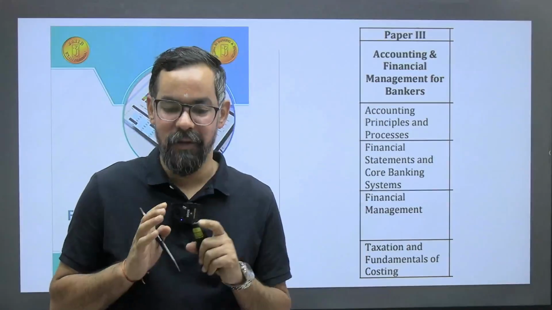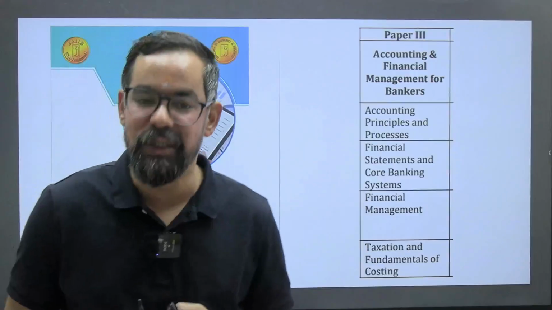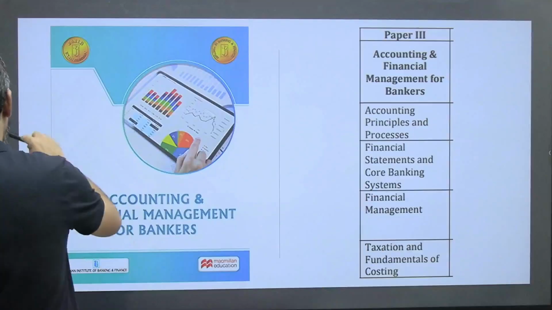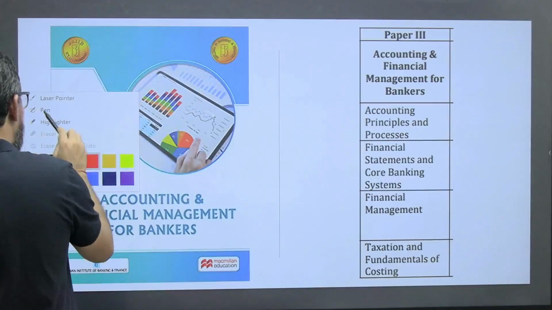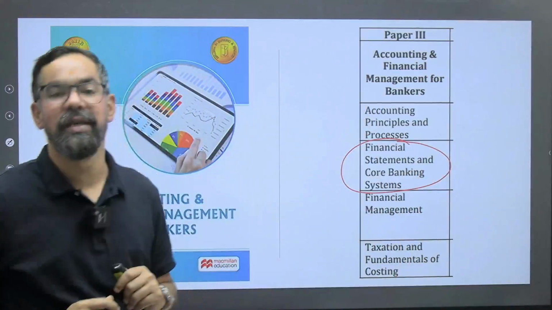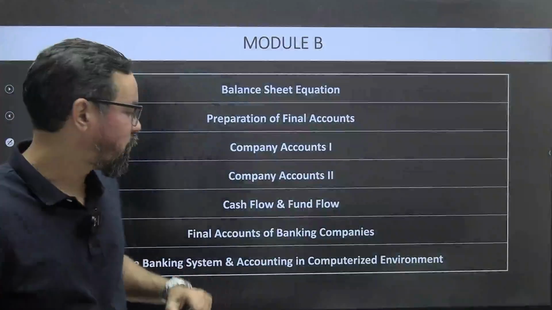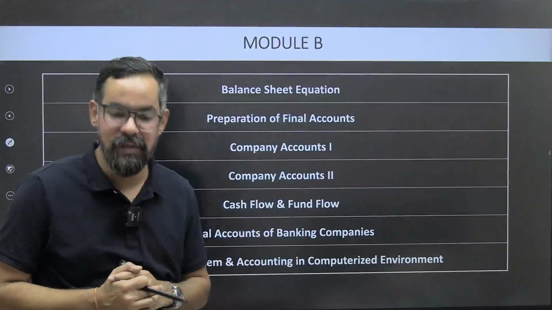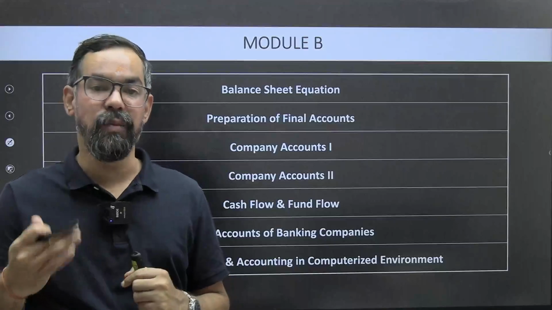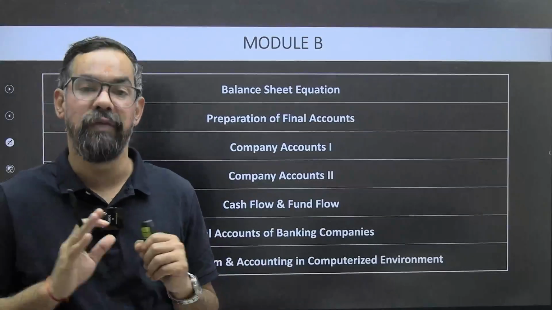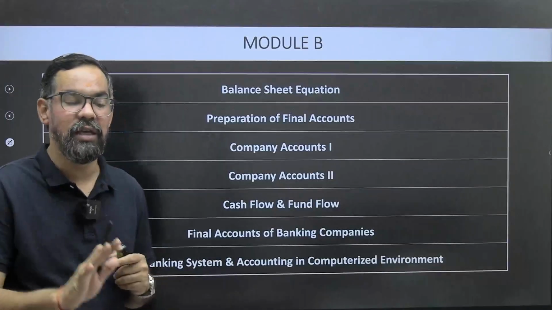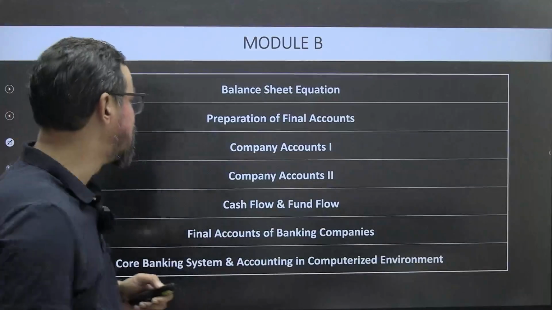So, guys, from this particular session onwards, we are going to start with our AFM Module B. When it comes to Module B, which is all about the financial statements and core banking system, we have these many units. In this session, we will be going through the variety of questions you are going to face from these units, as well as discussing key strategies and key pointers from all these units.